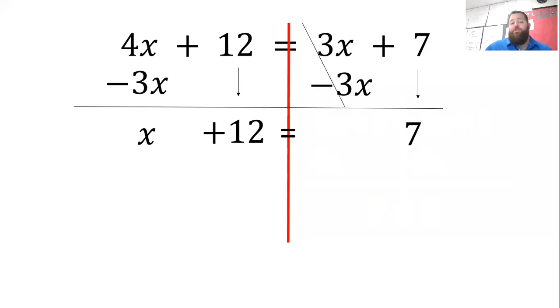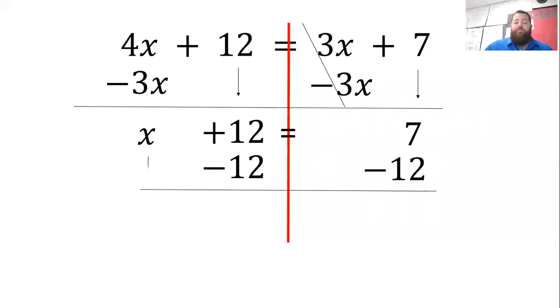Now I can just go ahead and solve this equation. x plus 12 is equal to 7. To solve this, identify your variable. I have to get rid of the plus 12, so I subtract 12 from both sides, and 7 minus 12 is -5. So my answer is x equals -5.